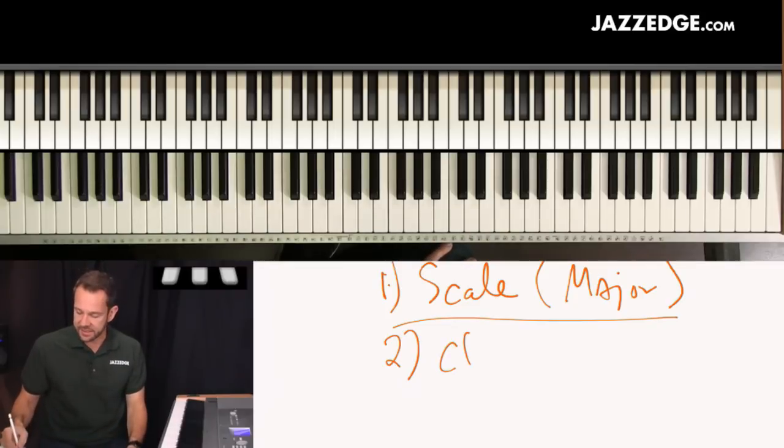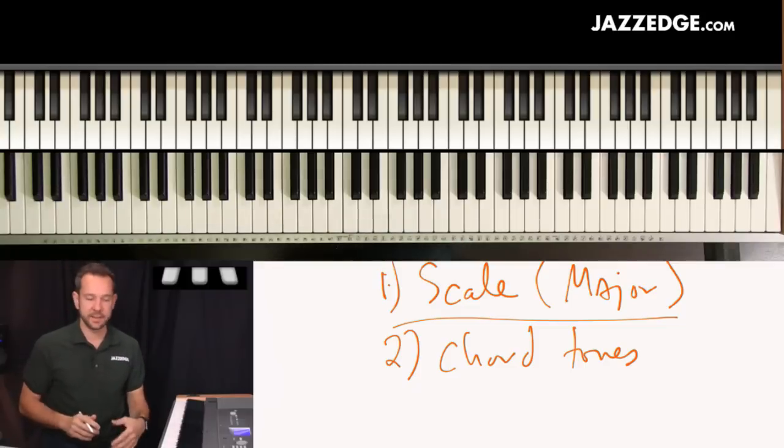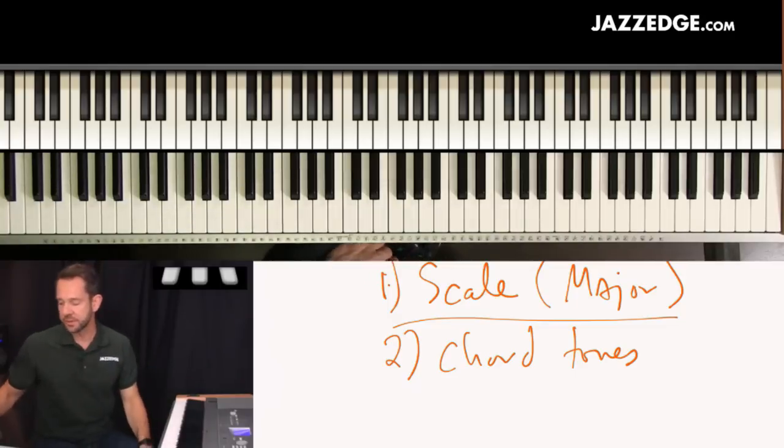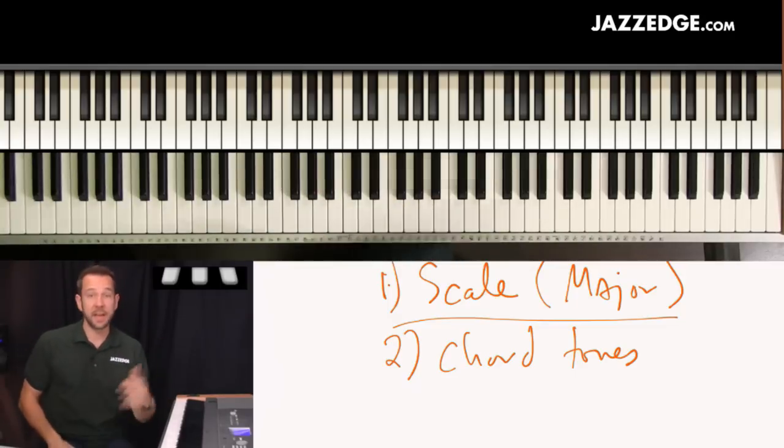All right. The next thing is you have to know your chord tones. All right. That's another thing in which a lot of students just really don't know chord tones. And when I say know chord tones, I mean like F minor 7, F, A flat, C, E flat.